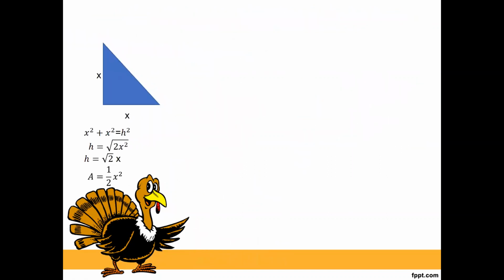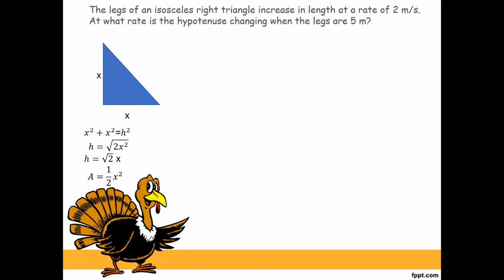All right, here's the same information. Now we're changing it up a little bit. The legs of an isosceles right triangle increase in length at a rate of 2 meters per second. At what rate is the hypotenuse changing when the legs are 5 meters? So now we're going to use this hypotenuse formula right here.